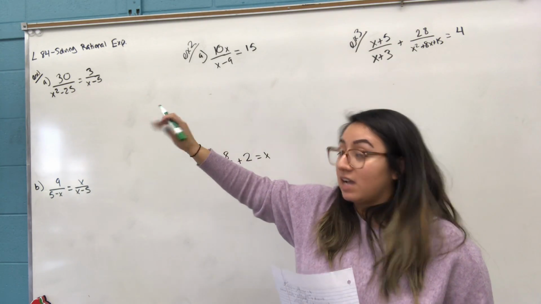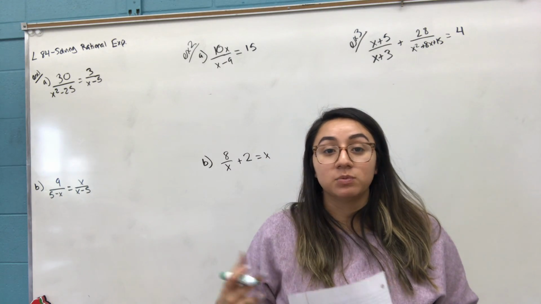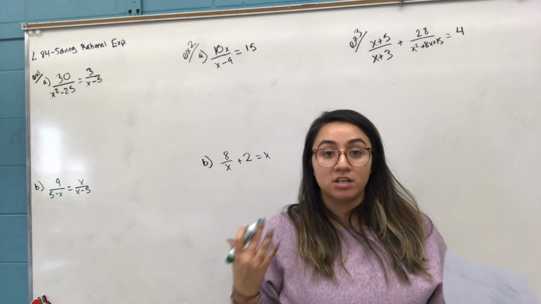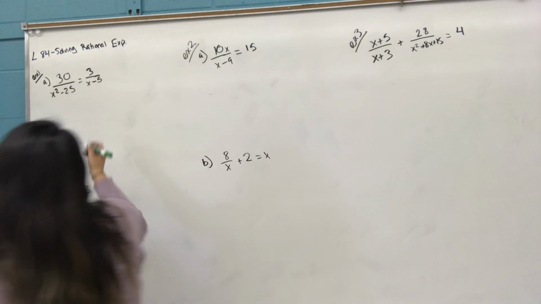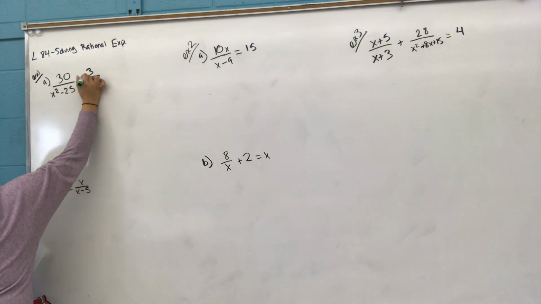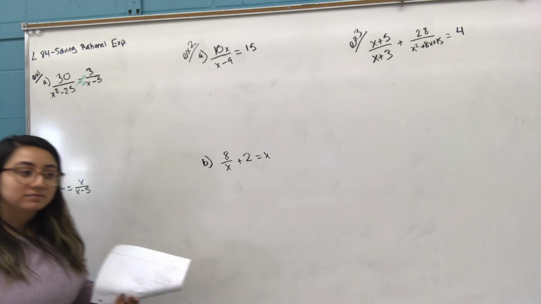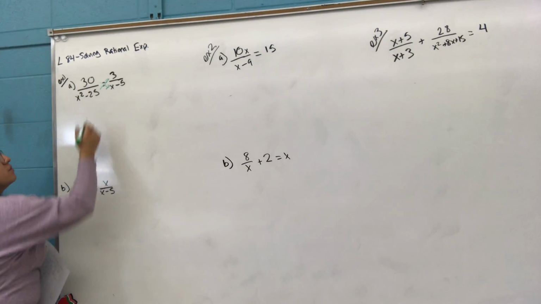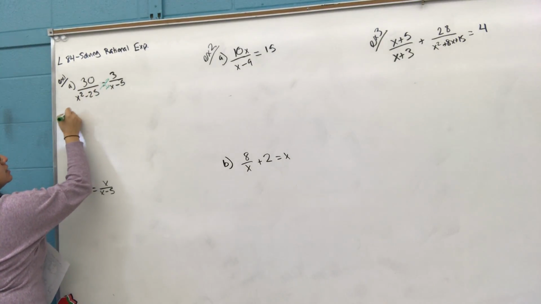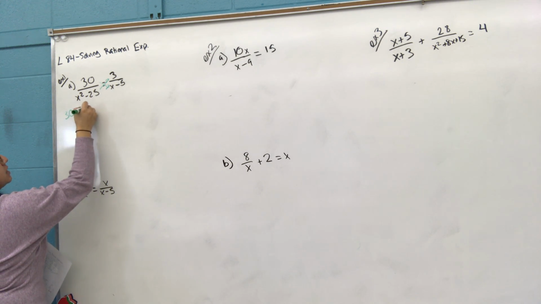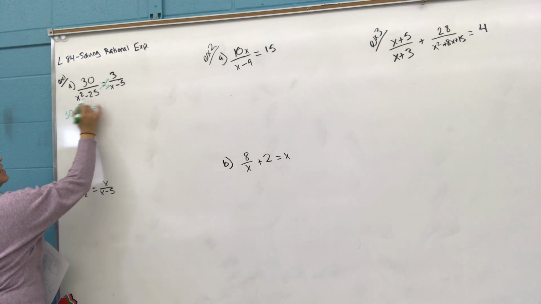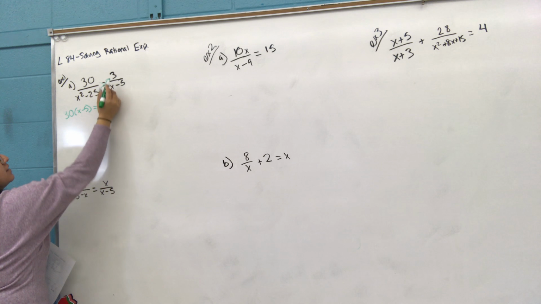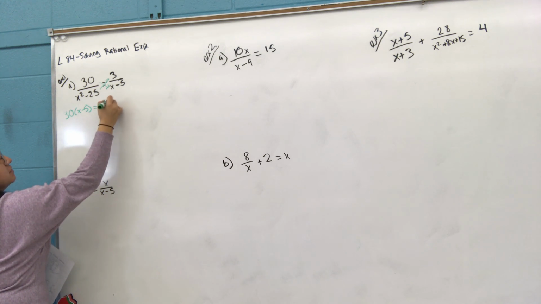For example 1, this is a key thing for math. Whenever you have two fractions that are set equal to each other, you think of cross multiplication. So you multiply across: 30 times x minus 5 is set equal to x squared minus 25 times 3. I always put the number in front of the binomial.